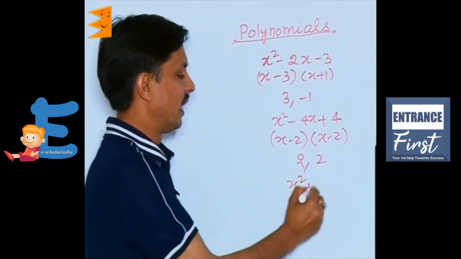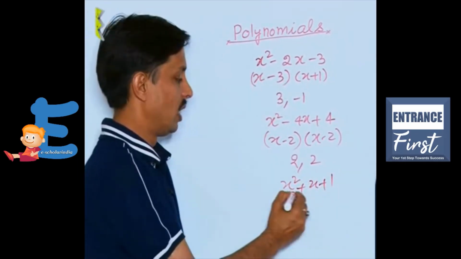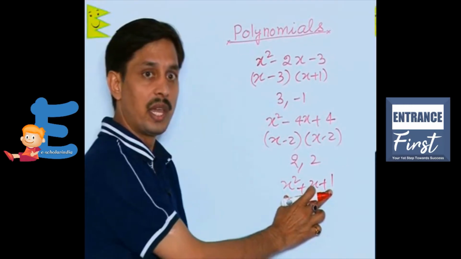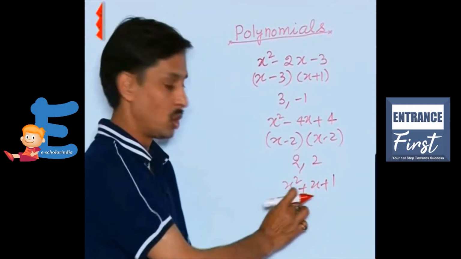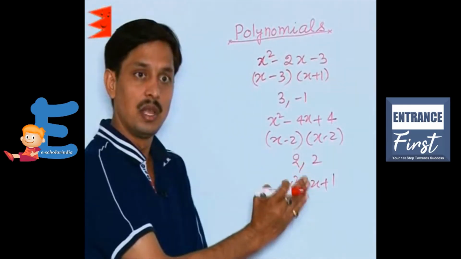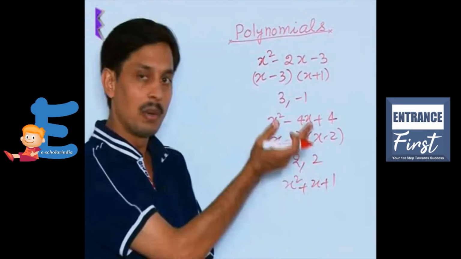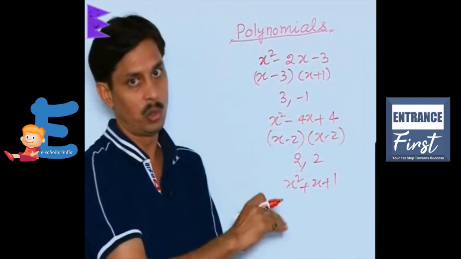Sometimes I can write something like x square plus x plus 1. We cannot factorize it, we cannot find the real zeros. So the graph of such a function will always be either above the x-axis or below the x-axis.